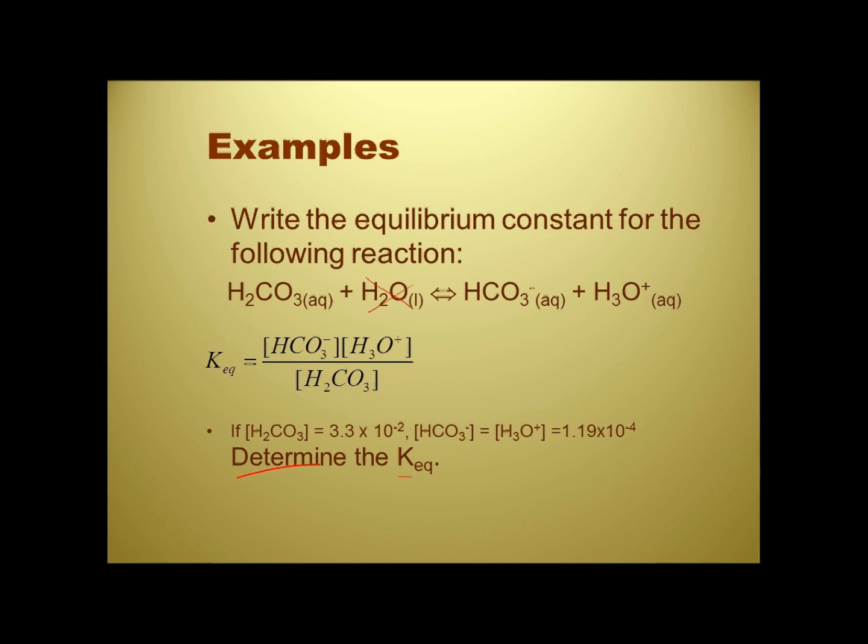All we have to do is plug these things in. All right. The bicarbonate and the hydronium ion concentration are given right here, so we're going to plug that in twice. 1.19 times 10 to the negative fourth times 1.19 times 10 to the negative fourth. And the H2CO3 is given as 3.3 times 10 to the negative second, so we put that on the bottom. This is where doing order of operations in your calculator is important. If you understand how to do it, you understand that this problem requires that you do what's on top first and then divide by what's on the bottom.